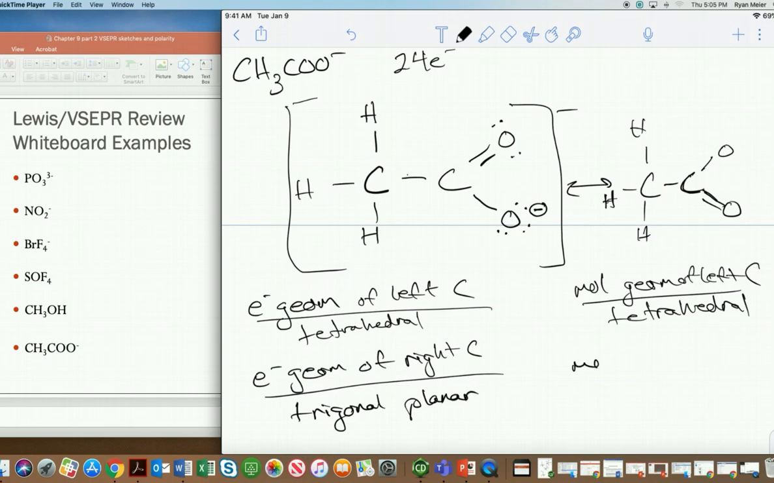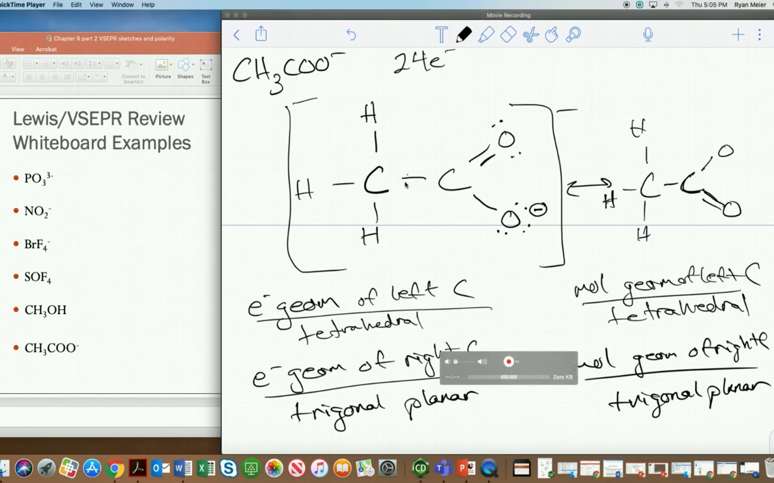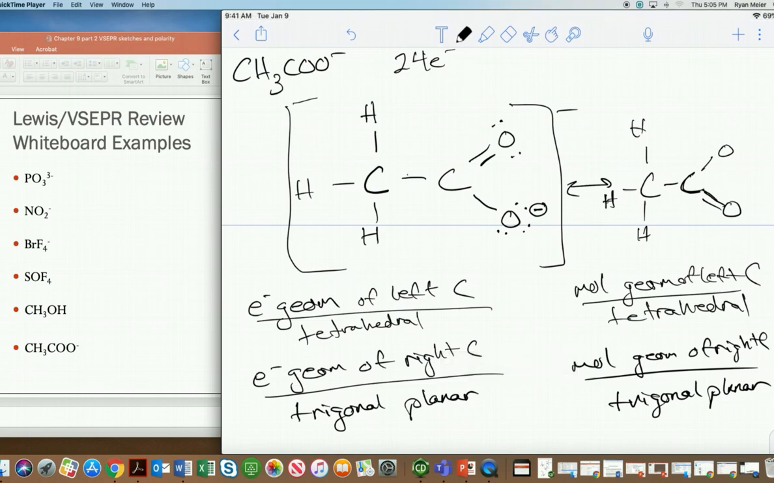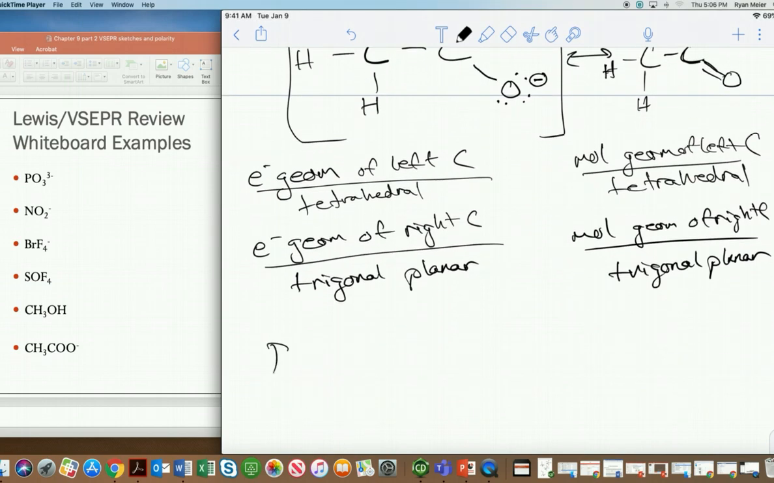And its molecular geometry is also trigonal planar because there's no lone pairs on that carbon. So those would be our geometries around the main central atoms here. Again, we're going to come back to the polarity part. I'm going to put polarity down here with a question mark. It's a good example for us to talk about that.